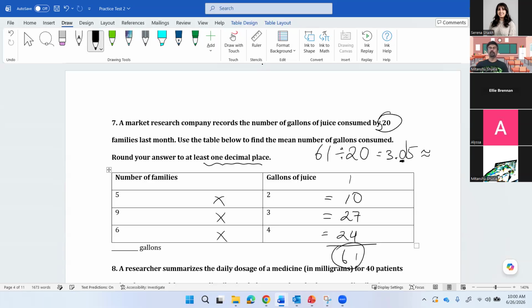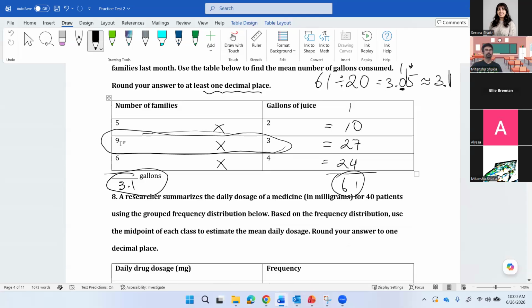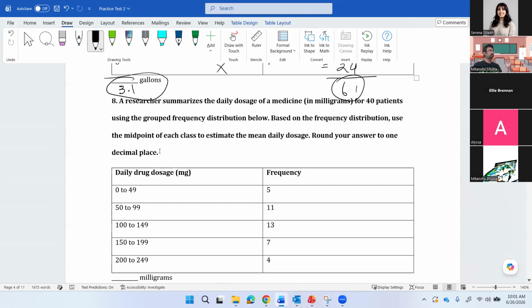So I draw my fence, I look over my fence. This thing is bigger than or equal to 5, so it rounds to 3.1. Okay. And that kind of makes sense, right? A lot of families drank 3 gallons of juice. All right. So, does it make sense for my answer to be pretty dang close to 3 gallons of juice? Yes, it does.